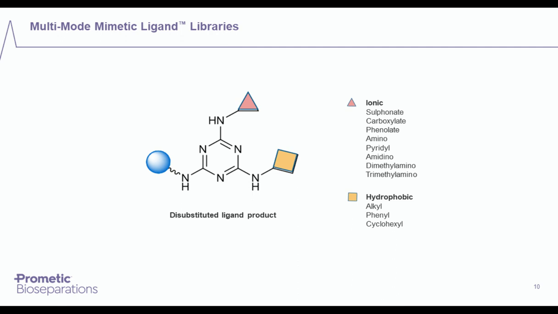A wide variety of charge groups and hydrophobic groups are incorporated into the multi-mode mimetic ligands. Some examples are shown here. For instance, in the ionic range: sulfonates, carboxylates, phenolates, amino, pyridyl, amidino, and so on, and the hydrophobic groups are alkyl, phenol, and cyclohexyl. This range provides the broad diversity of the ligand binding properties.